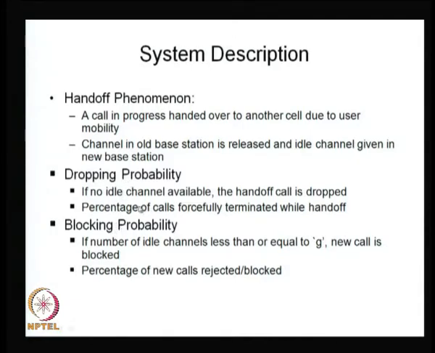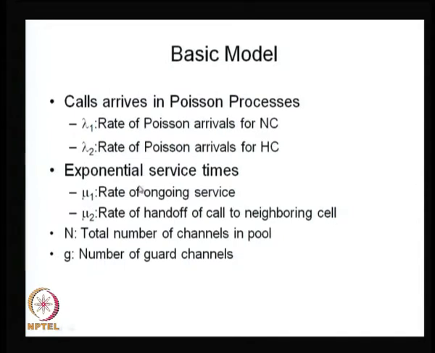We are going to find these measures using a continuous time Markov chain. For that we make a few assumptions, so that the underlying stochastic process will be a continuous time Markov chain. Here we are making a model for only one cell, not the whole cellular network. We assume the calls arrive as Poisson processes for the new calls as well as the handoff calls, and both are independent. Lambda 1 is the arrival rate for the new calls and lambda 2 is the arrival rate for the handoff calls.